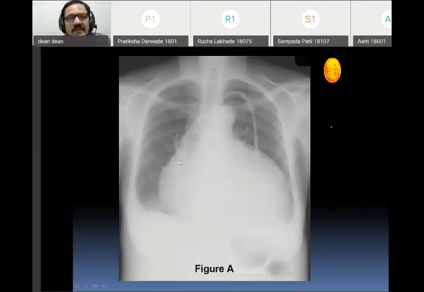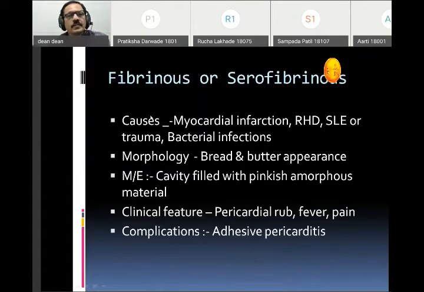Now this is the X-ray feature of serous pericarditis. You can see that the heart is enlarged, a large heart that you can see here, and it is because of the pericarditis, the accumulation of fluid in the pericardium. Now the second type, fibrinous or serofibrinous type of pericarditis. What are the common causes? The most common cause is myocardial infarction.